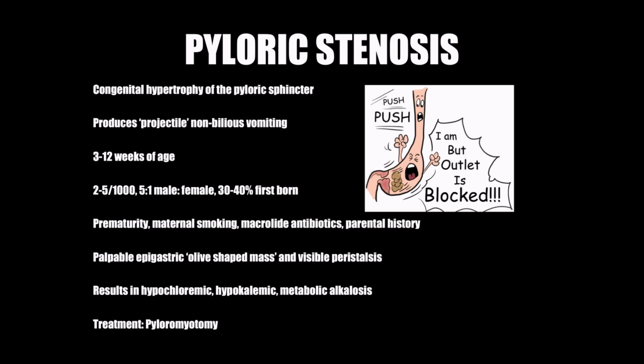The classic boards questions include the physical exam, palpation of an epigastric olive-shaped mass, as well as the visualization of peristalsis within the abdominal wall. And the lab abnormalities that are classically described are the hypochloremic, hypokalemic, metabolic alkalosis. The treatment is a pyloromyotomy.